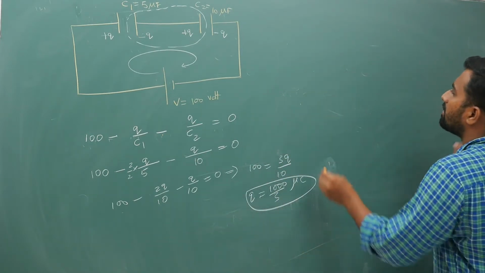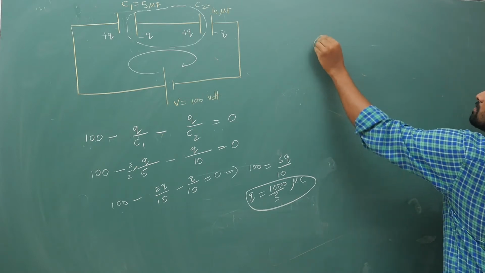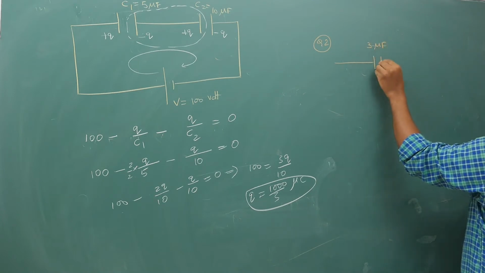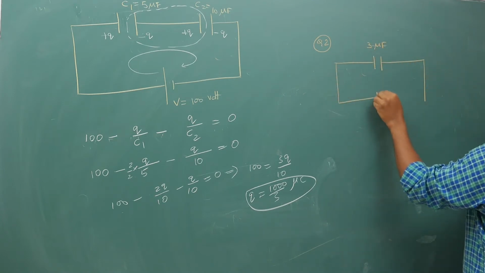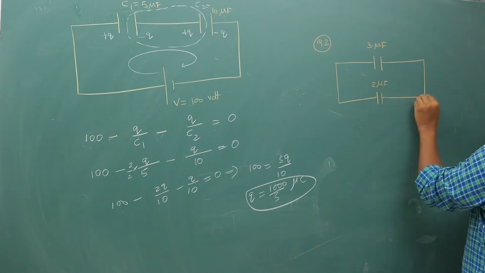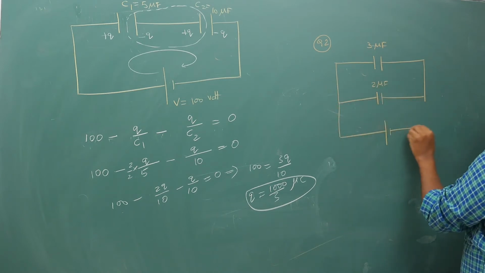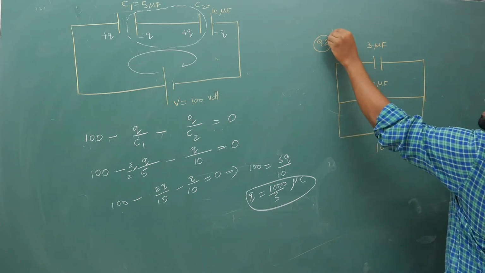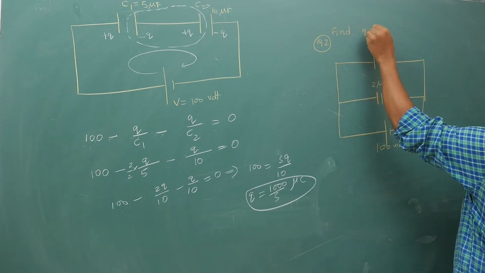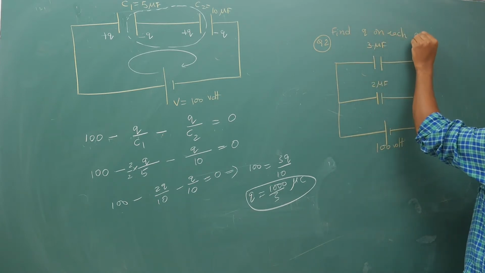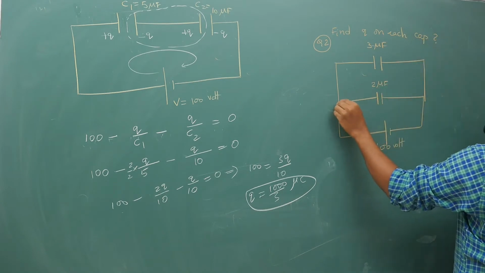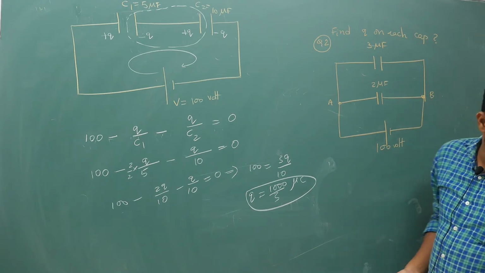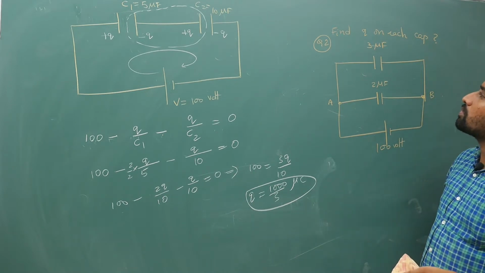Now second question, question number 2. Let us say you are given 3 microfarad here and 2 microfarad here. Let us say you are connecting this to some 100 volt battery like this. Question is, find the charge on each capacitor. That is your first question. Your second question is, find the potential difference between points A and B. This is what you are supposed to do.